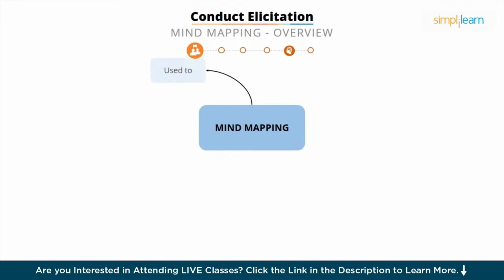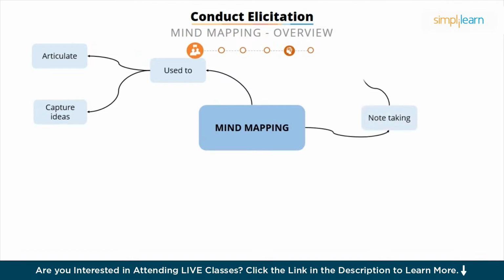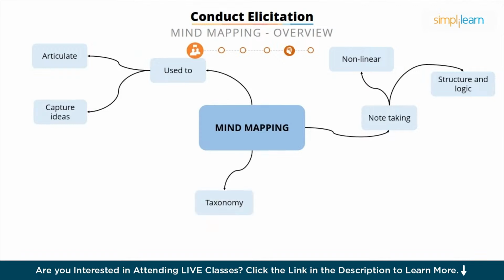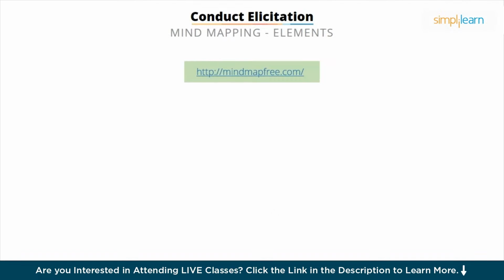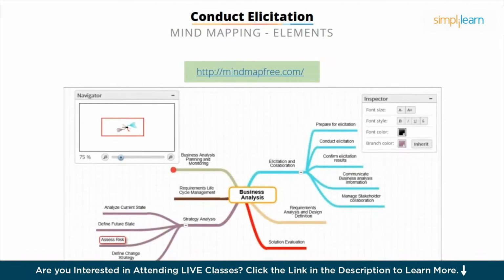Mind mapping is used to articulate and capture thoughts, ideas, and information. Mind mapping is a form of note-taking in a non-linear diagram. It uses images, words, color, and connected relationships to apply structure and logic to thoughts, ideas, and information. The taxonomy of a mind map may include a main topic, topics and subtopics, branches, keywords, color, and images. You can try the free online software mindmapfree.com to start building mind maps.